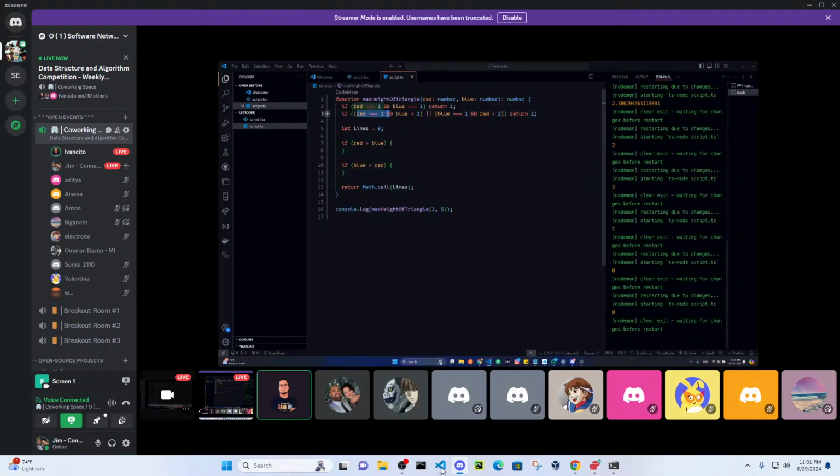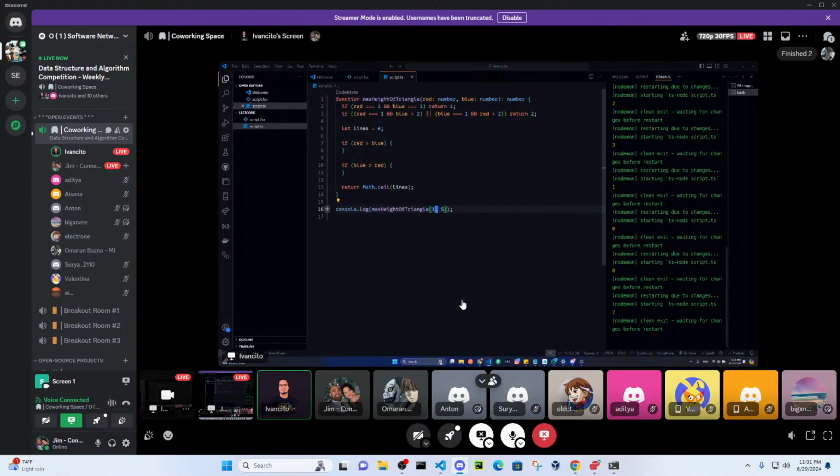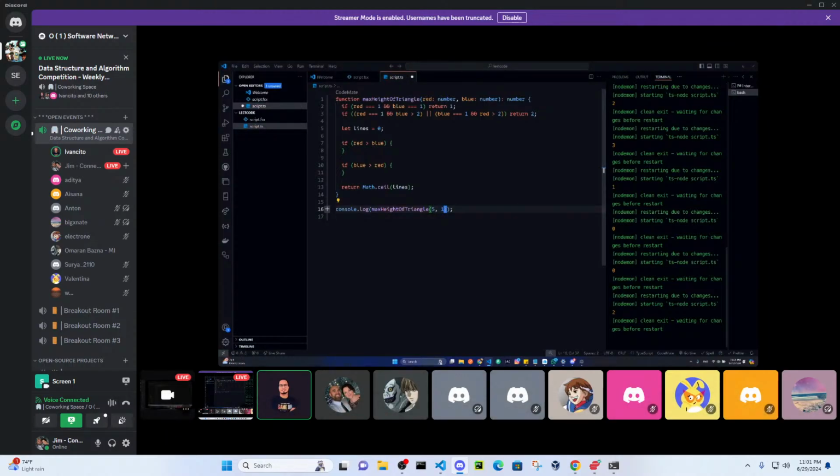However, I'm saying right here that if red is triple equal to one, oh, because I'm doing, yeah, I have to do one of those. Now I should receive two. Yes. And if I do vice versa, I have five here and one here, I should still get two. So I'm good with that. Now I just need to render the rows, which is the difficult part.